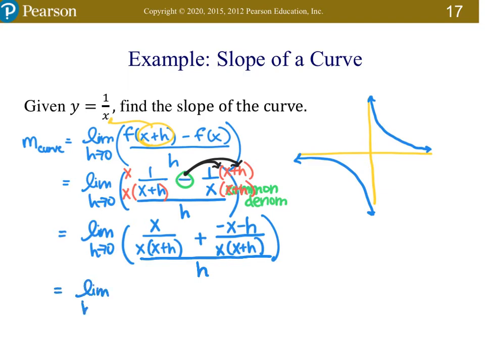All right, let's put our common denominators together. So x plus negative x minus h over the common denominator, x and x plus h. That whole thing over the original denominator, h.